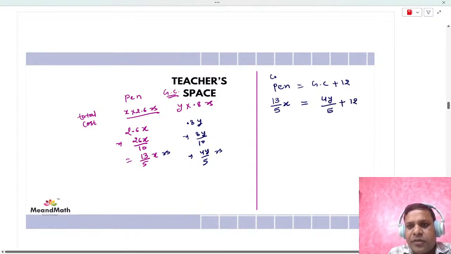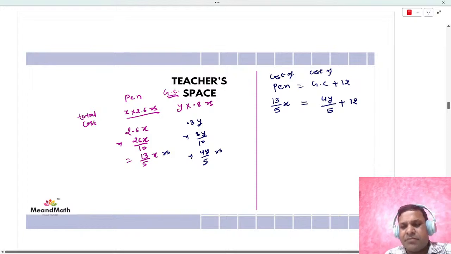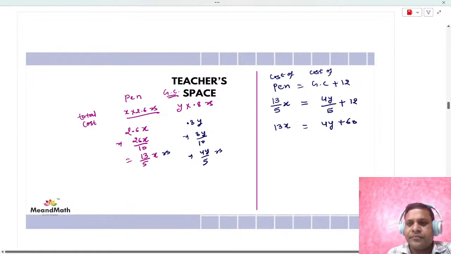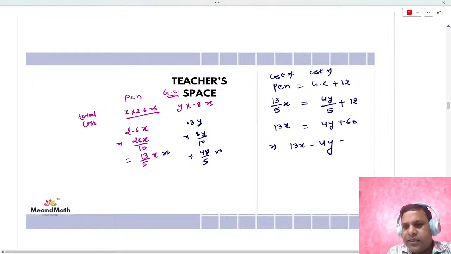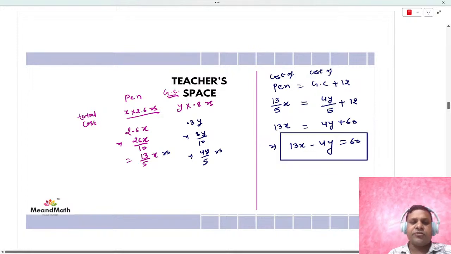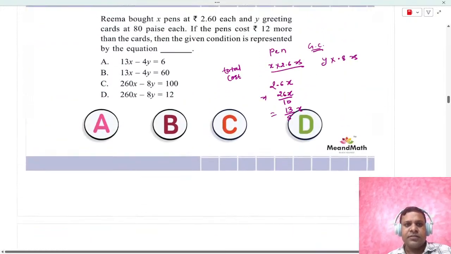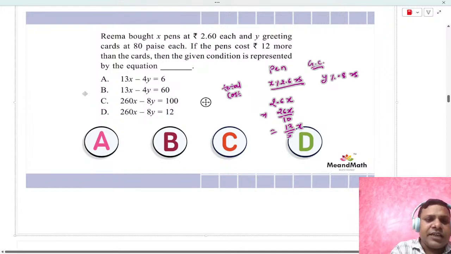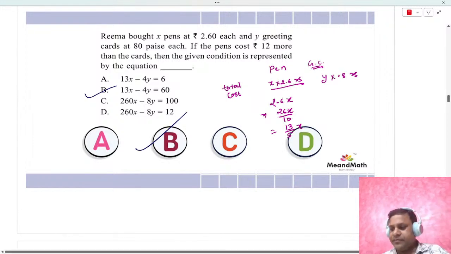Here it was written cost, we have to write cost too. Cost of. Now you can simplify it. So 13x is equal to 4y plus 60. 13x minus 4y is equal to 60. Let's check if any such option is available. 13x minus 4y is equal to 60. Yes, B option is the correct answer. So here B option is the correct answer.